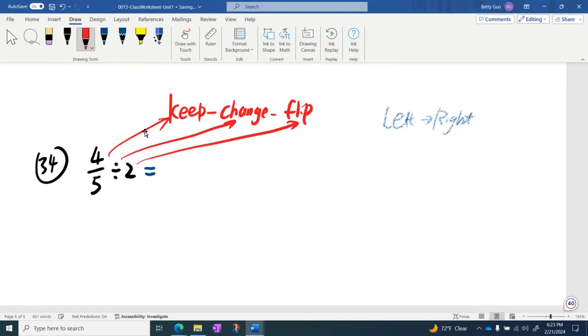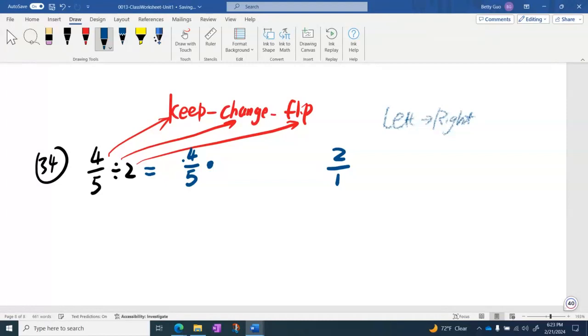Keep the order from the left to the right. What we keep is the first fraction, not the last one, not the second fraction. The first fraction, we'll keep it. And then we change the division symbol to the multiplication symbol. And then we flip the second fraction. The second fraction is 2. We can write 2 as 2/1, as a fraction. And flip here means taking the reciprocal.